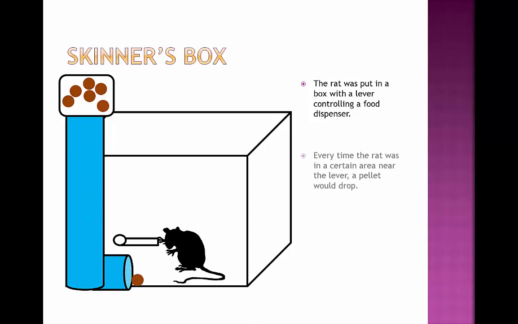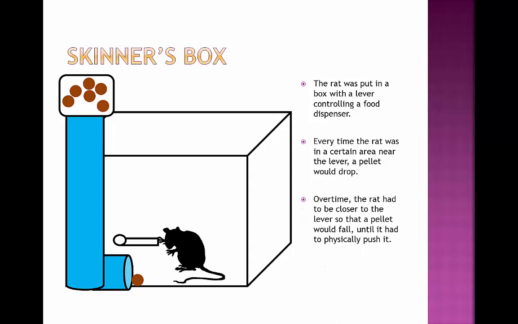If the rat pulled the lever, the food would come down, but before that the rat was taught that it had to be in a certain area in the box to have a pellet drop. If he was in a certain distance to the lever, a pellet would automatically drop. Over time, the rat had to be closer and closer to the lever for a pellet to fall. So if the rat would move away from the lever, no pellets would fall, but if it would come closer, a pellet would fall again. So he kept doing this again and again until the rat learned it had to be right next to the lever until they would keep falling.